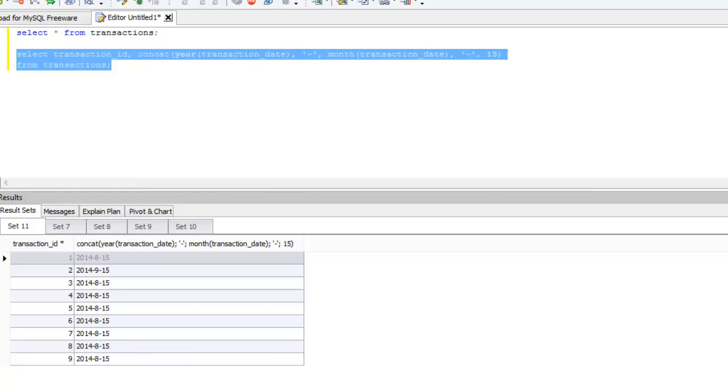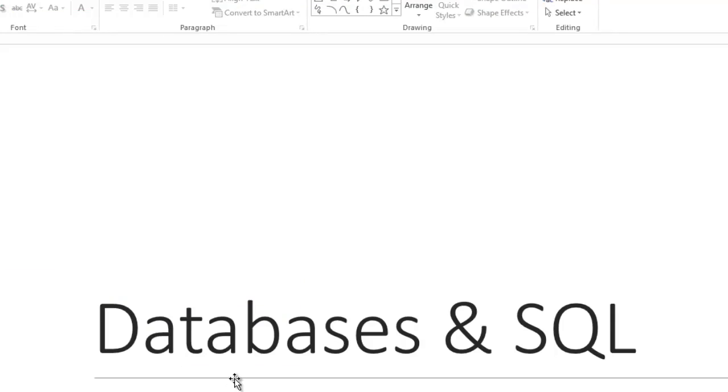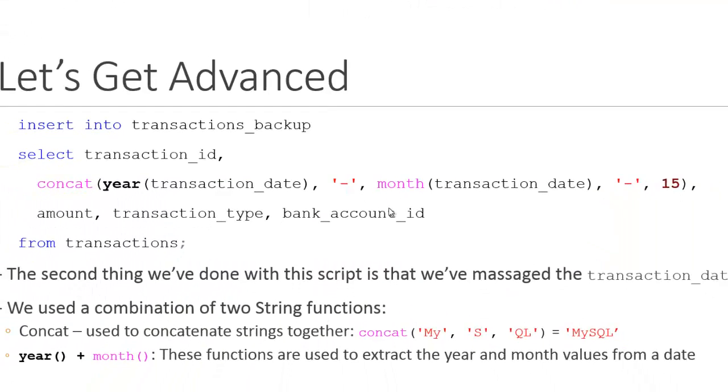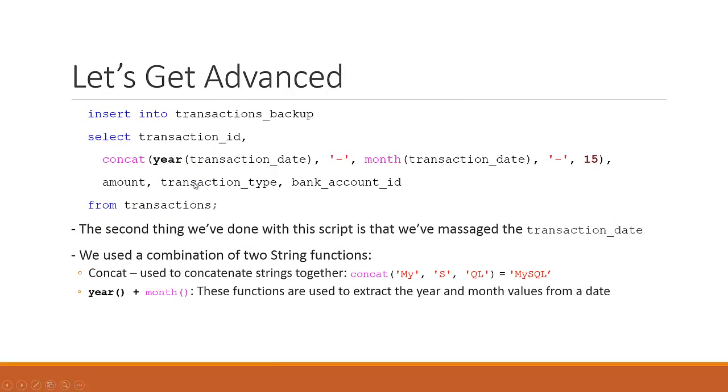Okay, so let me flip back to my presentation. Oops, wrong presentation. There we go. So now you can see why I've done that. So now I'm saying insert into transactions backup, select transaction ID, and then this whole thing, which will roll up whatever actual date it gets into being the appropriate month on the 15th of that month, and then the amount, transaction type, and bank account ID.